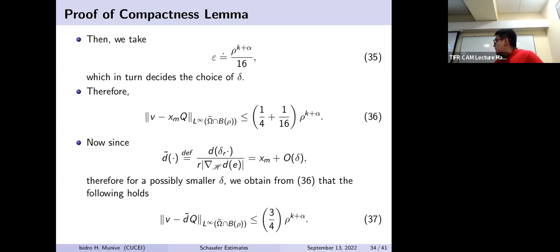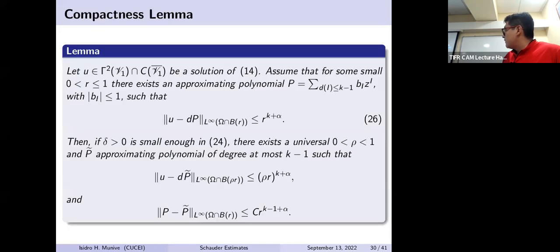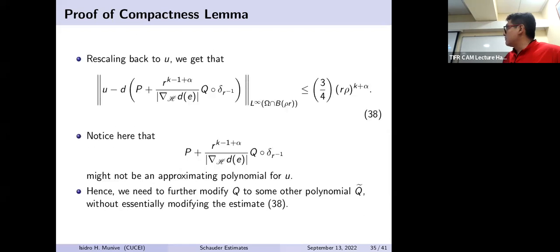So there are some technicalities, and what we really want is, at the end, to show this estimate. So we get something like the thing we want. So we want a polynomial like this one. So we are almost there. We get this polynomial. Since we are imposing that the polynomial should be an approximating polynomial, nothing tells us that this will be approximating, so we have to modify this Q a little bit to some Q tilde. And so we don't change that much this estimate, this estimate 38.